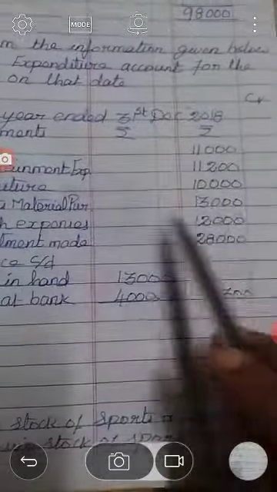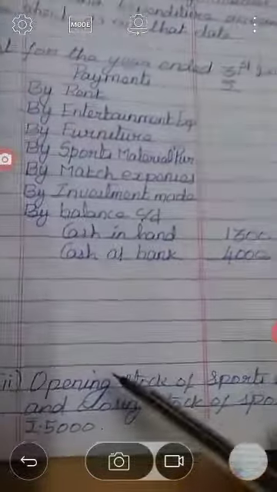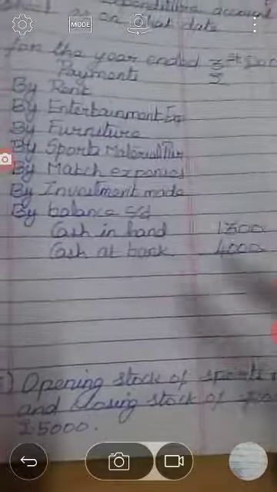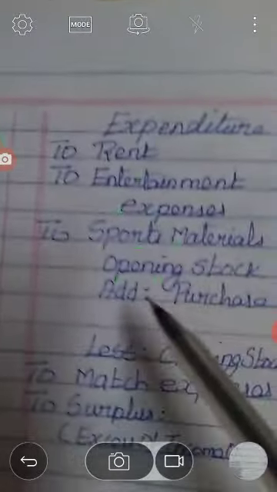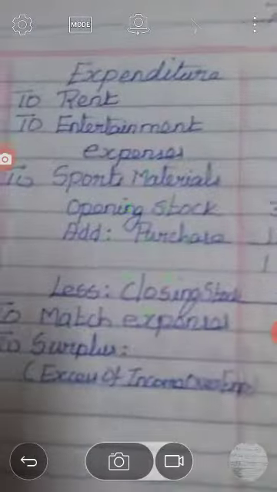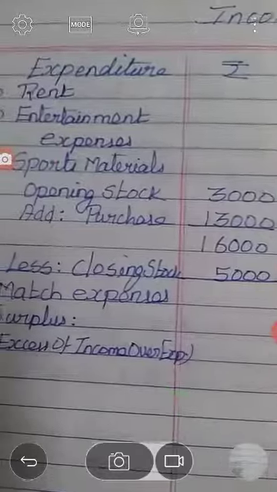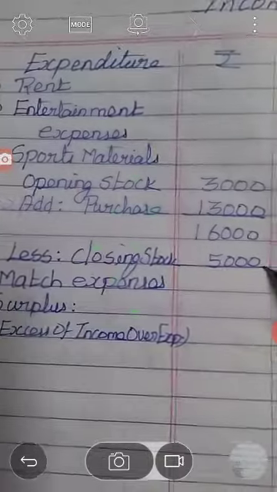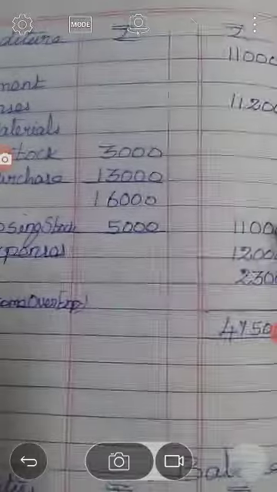Here the sports material purchased is 13,000. Sports material purchase is 13,000. Here the opening stock and closing stock are given. Here additional purchase is also given. So it should be written on the expenditure side, putting a heading for sports materials. So opening stock 3,000, add purchases 13,000, total 16,000, less closing stock 5,000. So the overall total is 11,000. So opening stock plus purchase minus closing stock is 11,000.